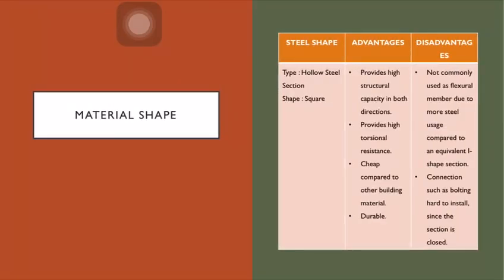Okay, now for the material shape. Steel shape, type hollow steel section, shape square. The advantages for using this steel shape hollow steel section is provide high structural capacity in both directions, provides high torsional resistance, cheap compared to other building material, and durable. As for the disadvantages, not commonly used as flexural member due to more steel usage compared to an equivalent L-shaped section. Connections such as bolting are hard to install since the section is closed.